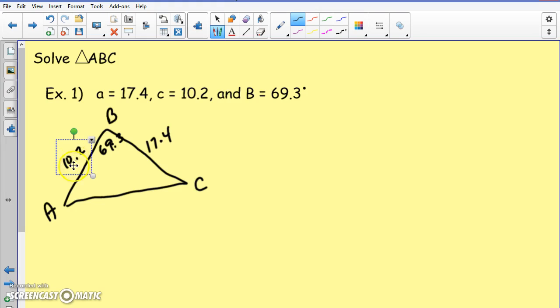Notice we have it set up as side angle side. Now we need to figure out what we have to find first. The first thing we should always find pretty much is the missing side if we're not given that third side. The side that we're trying to find is side b.